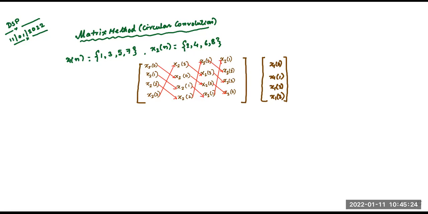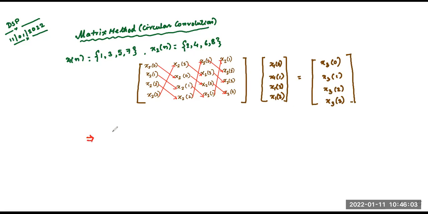So clear, everybody? Yes, sir. That will give you the result, the new sequence, that is x30, x31, x32, and x33. So according to this, let us put the values.